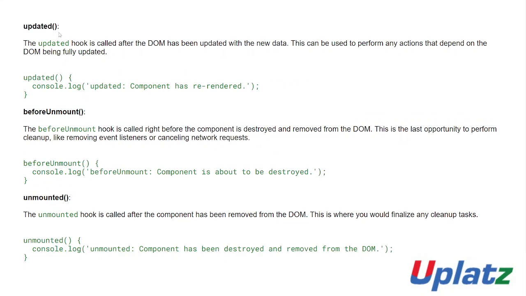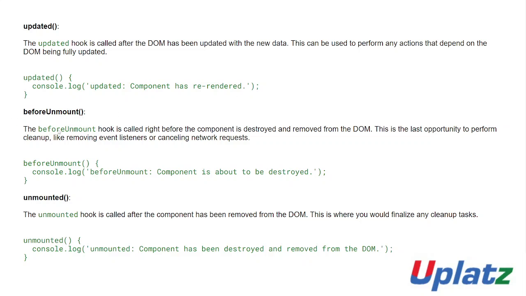Now updated. The updated hook is called after the DOM has been updated with the new data. These can be used to perform any actions that depend on the DOM being fully updated. Updated, then console.log updated component has re-rendered.